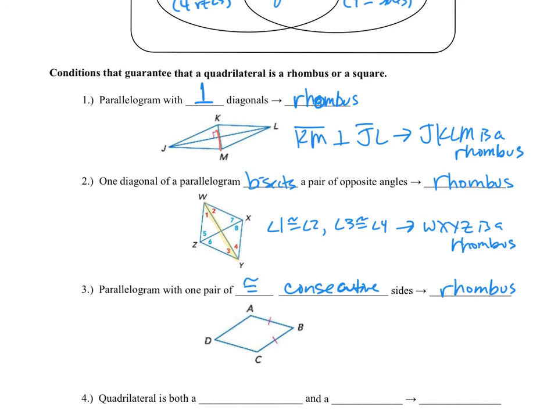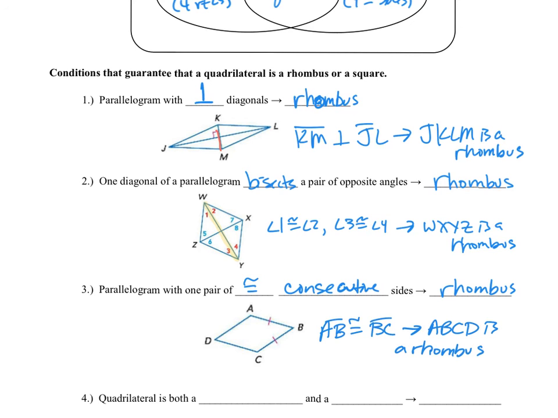So let's write that theorem in terms of this diagram. We would say that if segment AB is congruent to segment BC, in other words, if we have a pair of consecutive congruent sides, then we can conclude that ABCD is a rhombus.